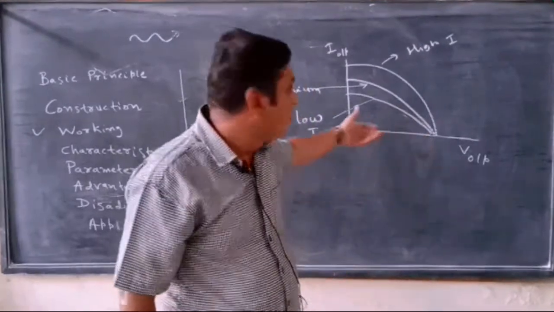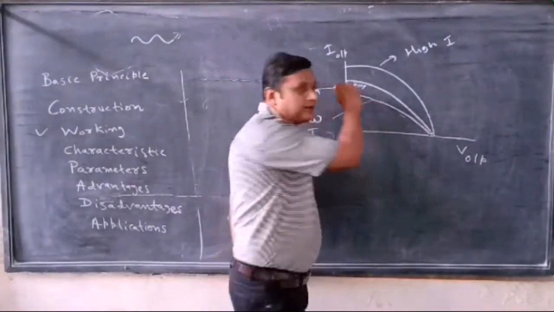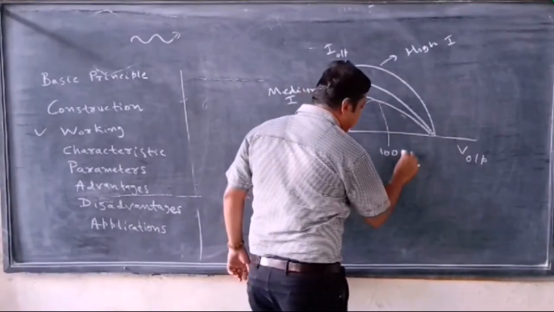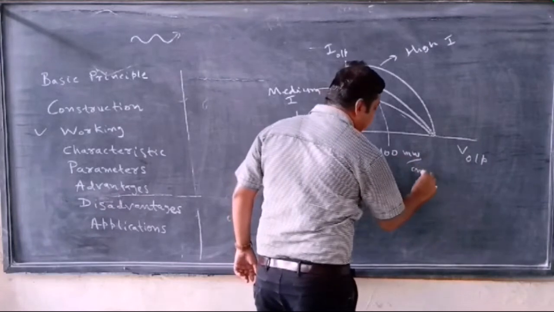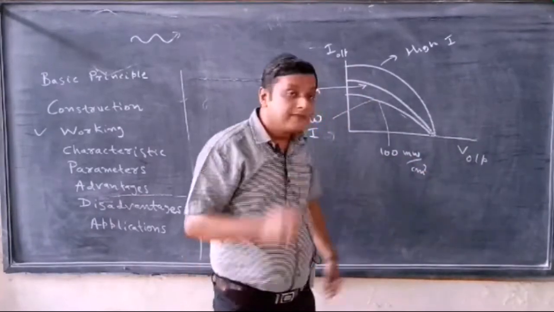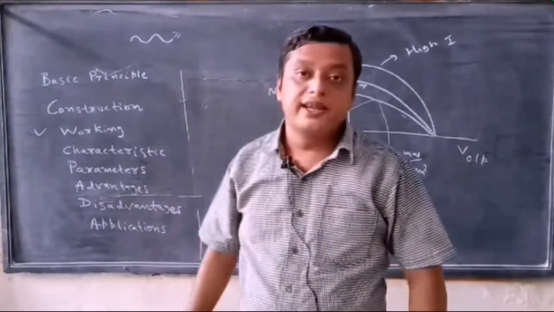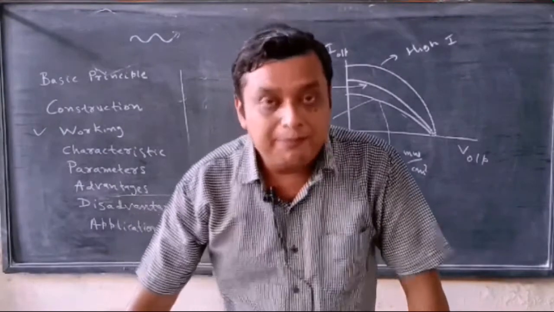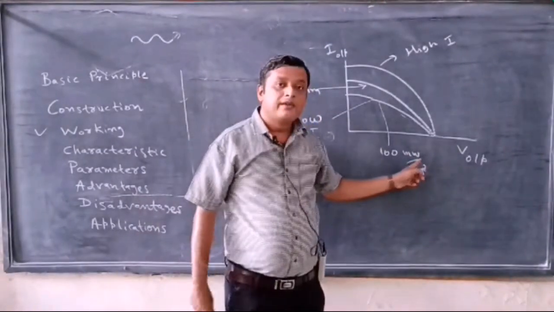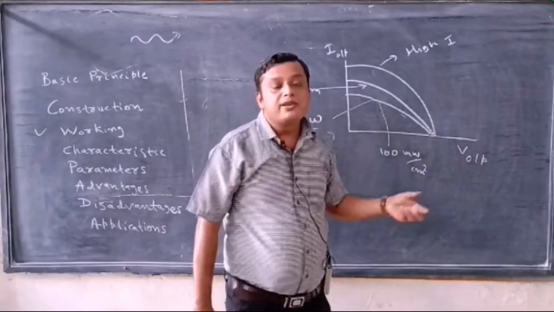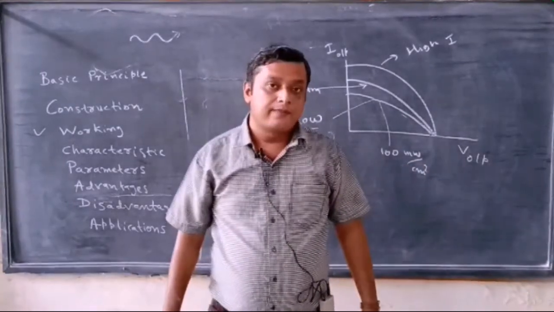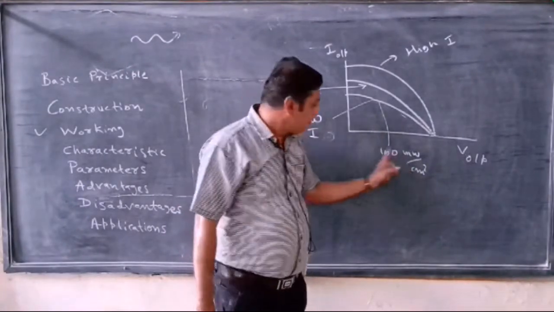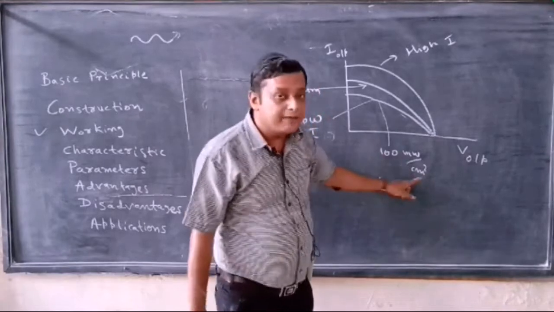We can also write these characteristics by introducing the figure. This is 100 milliwatt per centimeter square. Actually, this is the intensity. Intensity means power passing per unit area. The power is represented by watt, and centimeter square means I am using the CGS unit system. So this is the intensity of the incident light, 100 milliwatt per centimeter square.